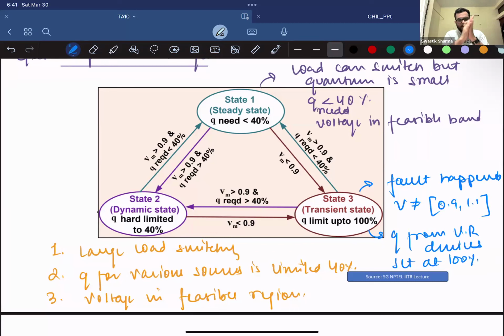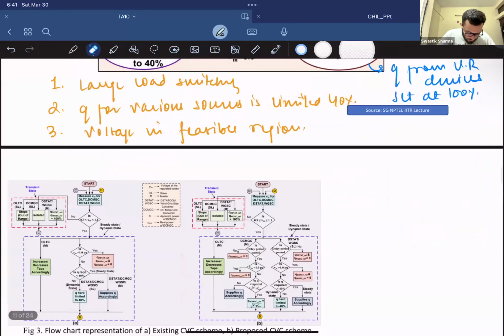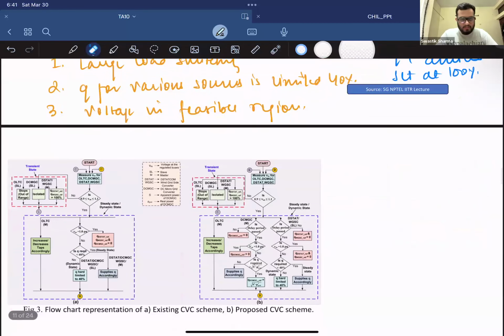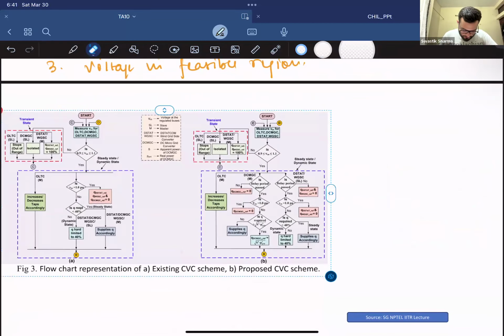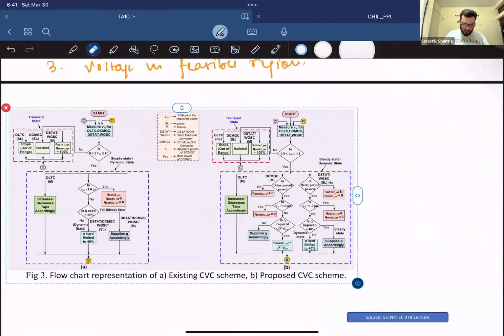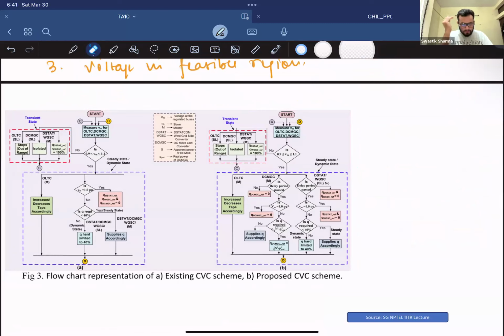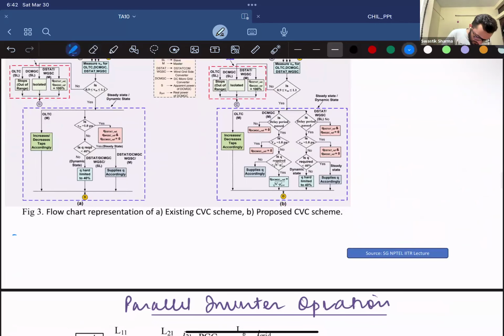So these are the three operating stages of your grid, microgrid. Okay. So what the instructor, Guru Raj, proposed is a new CVC scheme. CVC schemes existed way before, but the problem was they didn't take into account three things. One, availability of devices wasn't taken into account.